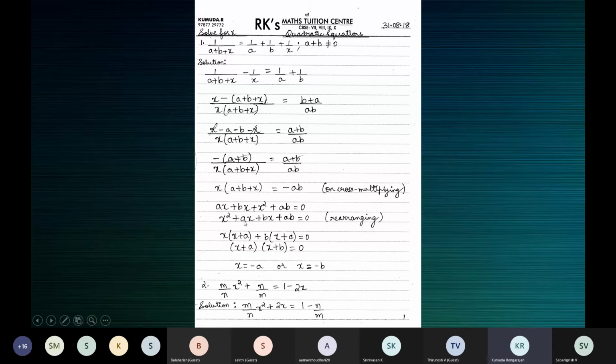4 terms, grouping. In 8th standard, we have learned how to factorize by grouping. We'll have 4 terms. Sometimes we have to rearrange the 4 terms, and then we group the first 2 terms and the last 2 terms. That's called factorizing by grouping. That's what we're doing here. And on equating x plus a to 0 and x plus b to 0, we get x is minus a or x is minus b.